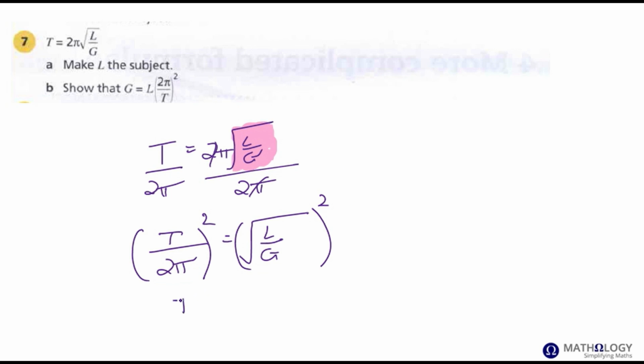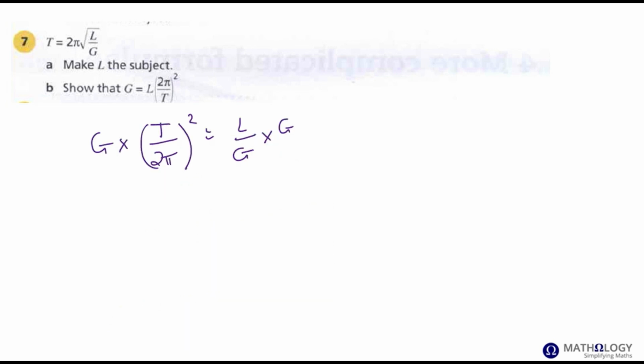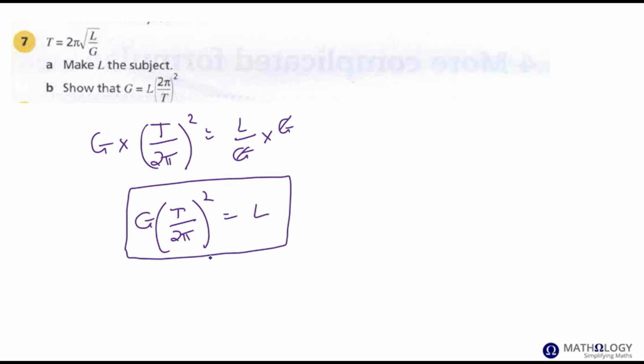So we have T divided by 2 pi all squared equals L divided by g. Now we can look at the fraction, because there's nothing binding or holding that fraction together. We can simply multiply both sides by g to remove the denominator. So on the right, the g's will cancel, so we now have g times T over 2 pi all squared equals L. L is now the subject of the formula.